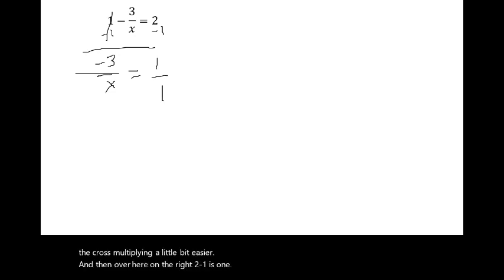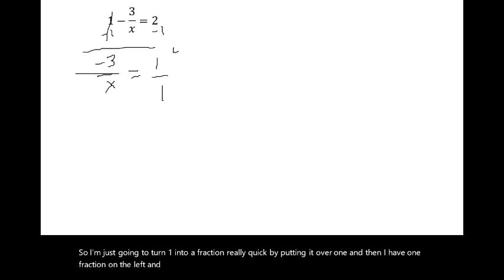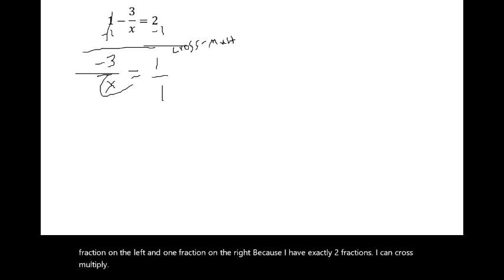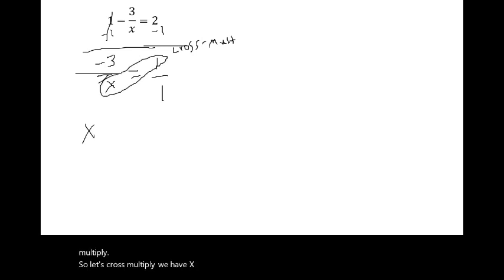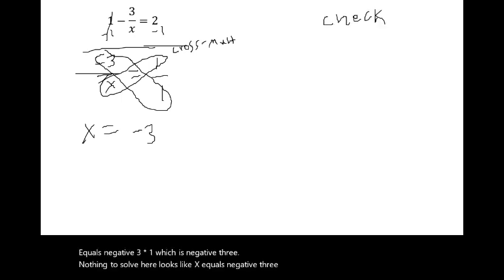So I'm just going to turn 1 into a fraction really quick by putting it over 1. And then I have 1 fraction on the left and 1 fraction on the right. Because I have exactly 2 fractions, I can cross multiply. So let's cross multiply. We have x times 1, which is x, equals negative 3 times 1, which is negative 3. Nothing to solve here. Looks like x equals negative 3 is a potential solution.